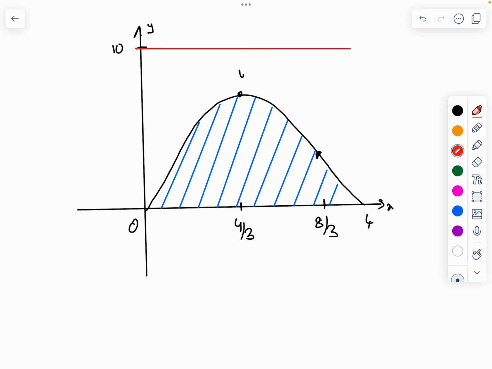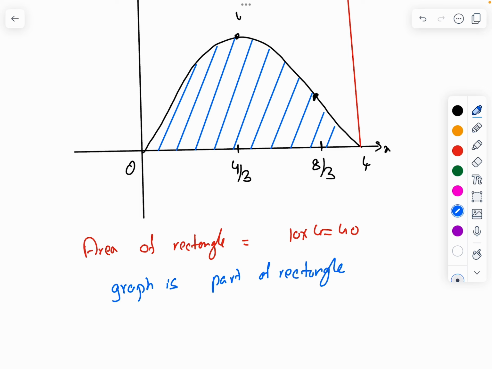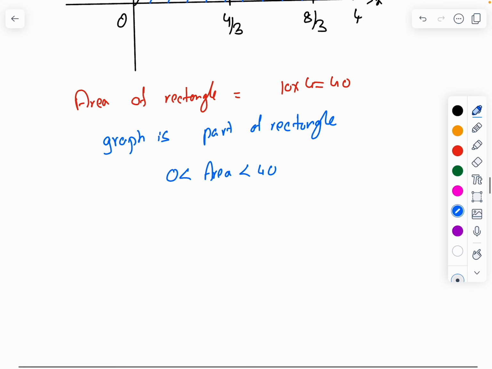So if I draw a rectangle, the area of the rectangle is 10 times 4, which is 40. And the curve is a part of the rectangle. Therefore the area will be less than 40 but greater than 0. That is one of the ways of doing it.